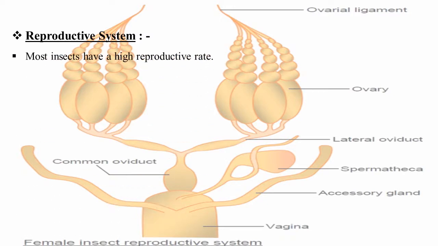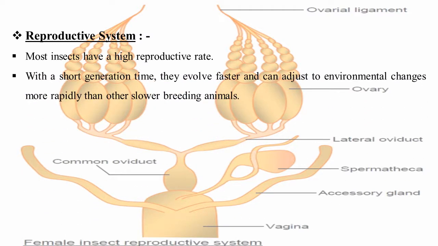First, most insects have a high reproductive rate. With a short generation time, they evolve faster and can adjust to environmental changes more rapidly than other, slower-breeding animals. Today we first study the female reproductive system, then the diagram of the female reproductive system.